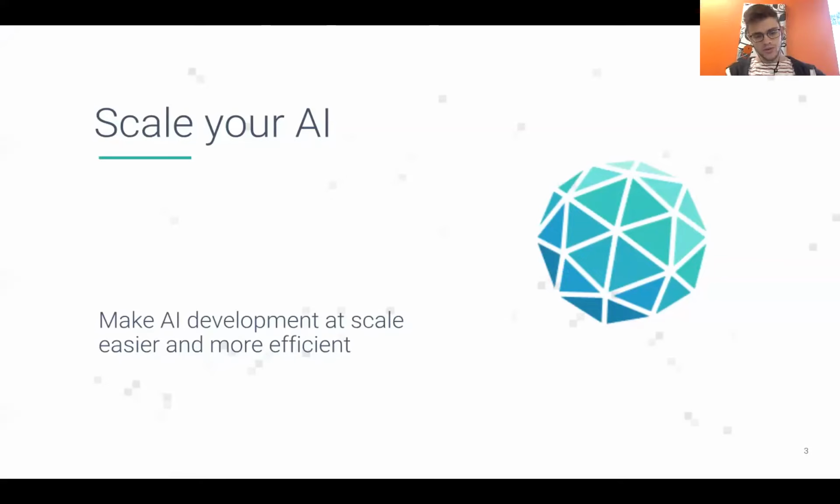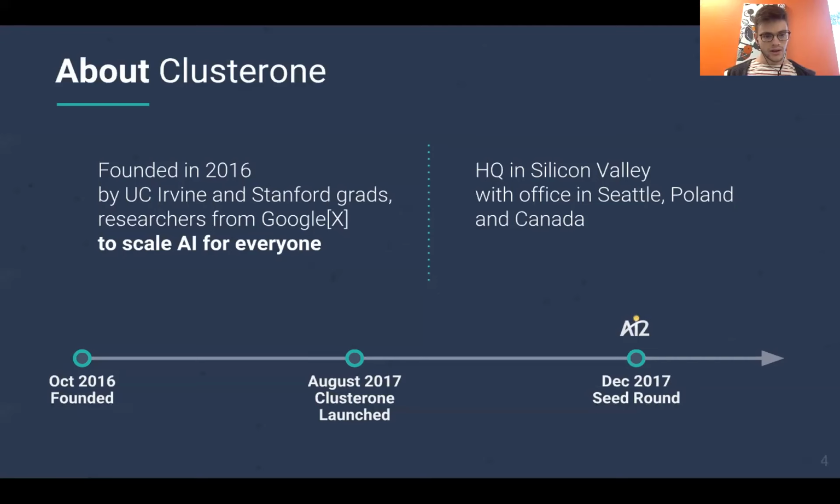So Clusterone was created with the goal of enabling data scientists and deep learning scientists and engineers to scale their AI development and to make the development of models at scale easier and more efficient from a performance and cost perspective. So we were founded in 2016, and we launched in the summer of 2017 before raising our seed round this December 2017 from the Allen Institute for Artificial Intelligence in Seattle. And we now have a global presence in Seattle, the Valley, Poland, and Canada.